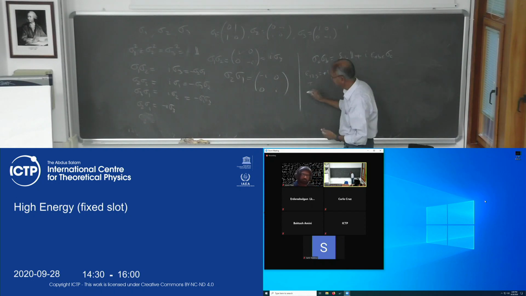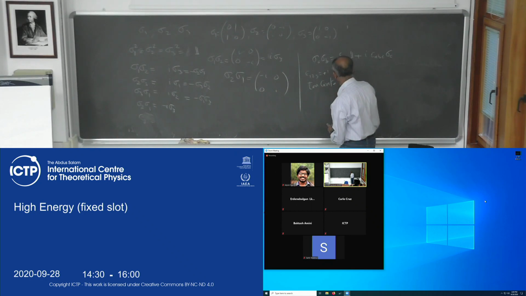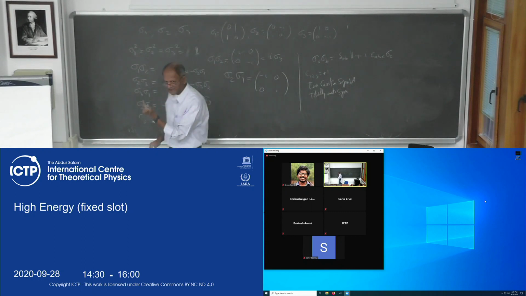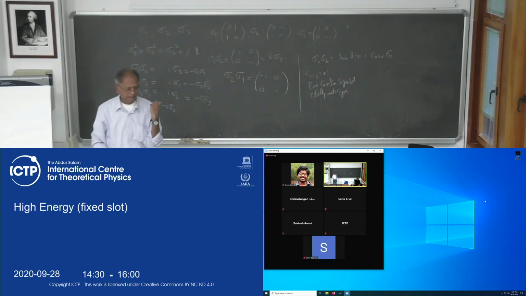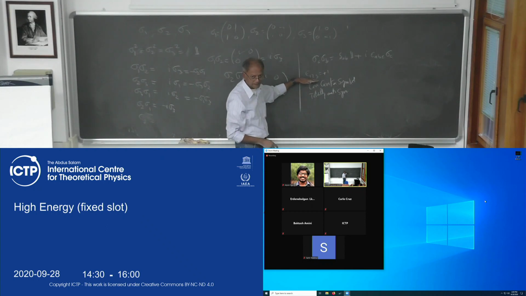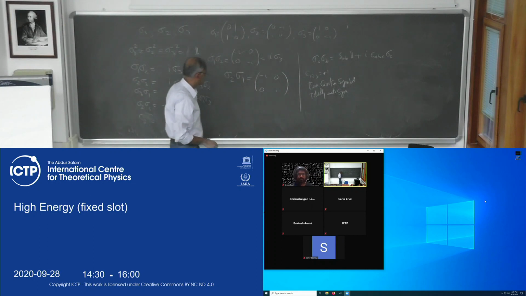This is a Levi-Civita symbol, in case you have heard about it. It is totally antisymmetric. Any pair you exchange, it picks up a minus sign. So for example, if I exchange 3 and 1, that means epsilon 3, 2, 1 would be minus 1. So this is the definition. This defines this epsilon completely.